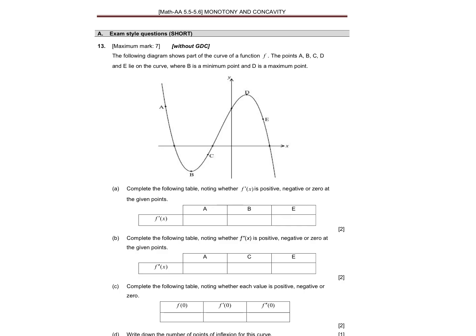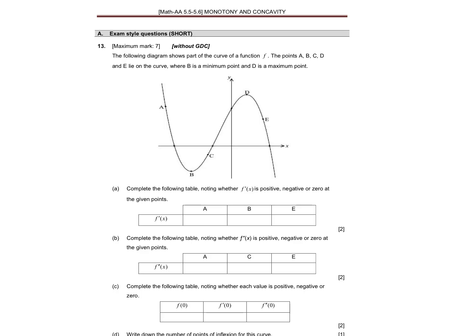Okay, the following diagram shows part of the curve of the function f. A, B, C, D, E lie on the curve. B is a min, D is a max. Complete the following table, noting whether the gradient is positive, negative, or zero at the given points.